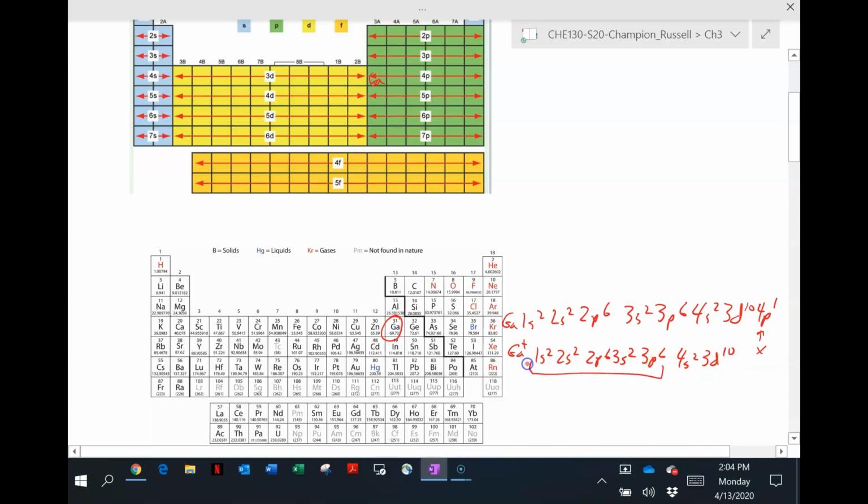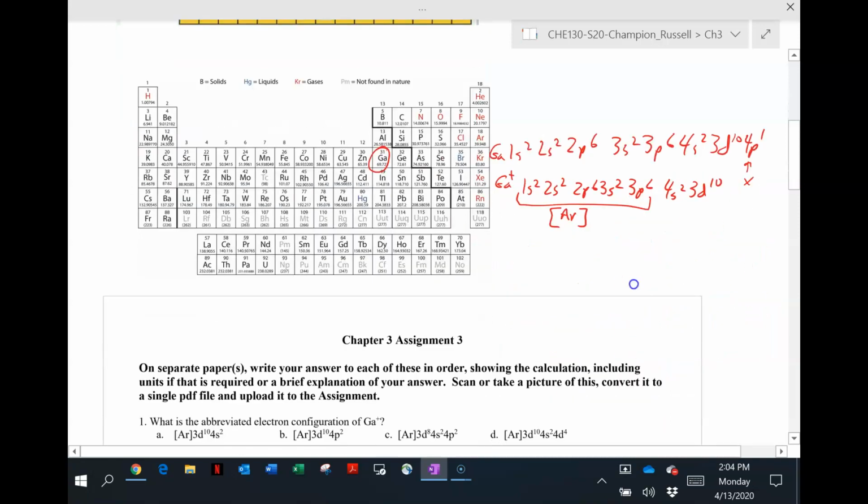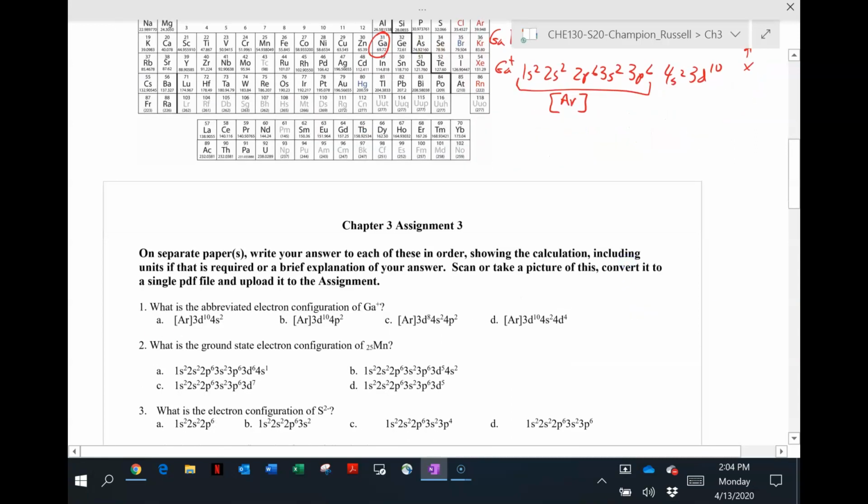And this is argon, basically. So we could write that as argon bracket 4s2, 3d10. And there we go. Answer A is that. You see they've written the order with the 3d in front of the 4s there. That's okay to do it that way as well. So A is our correct answer for that.